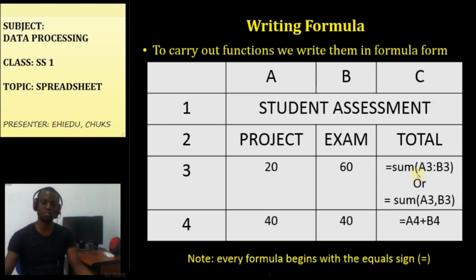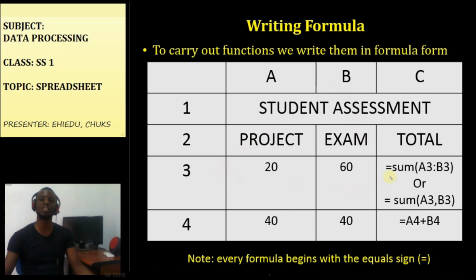Now let me give you a practical example of what you call cell reference. If we are going to get the address of 20 as the cell reference of 20, all you need to do is take the column letter first, A, and then come down to pick the row number 3. So that means 20 is on the cell reference A3 and 60 is on the cell reference B3.